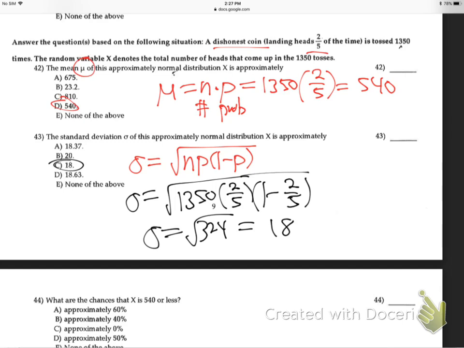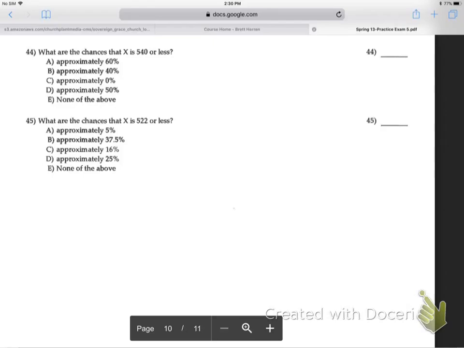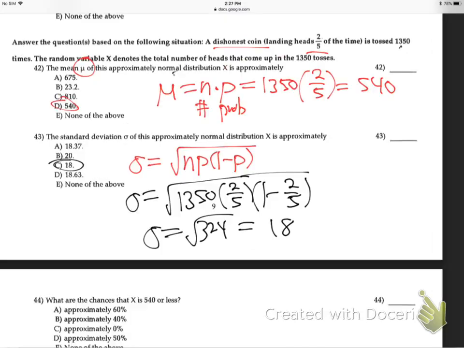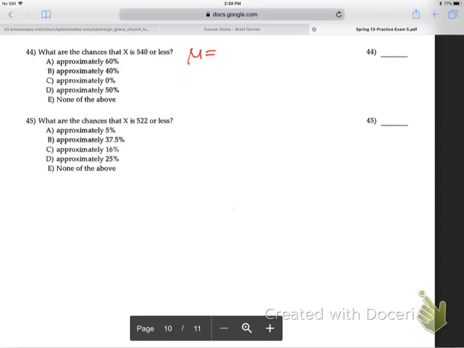Now that I have those two, they're going to ask me a whole barrel of questions that just have to do with the bell curve, the normal distribution. I'm just going to draw the bell curve now. If you have any trouble with the calculator, come grab me right after. Okay, so what do I got? Mu was 540. Sigma was 18.